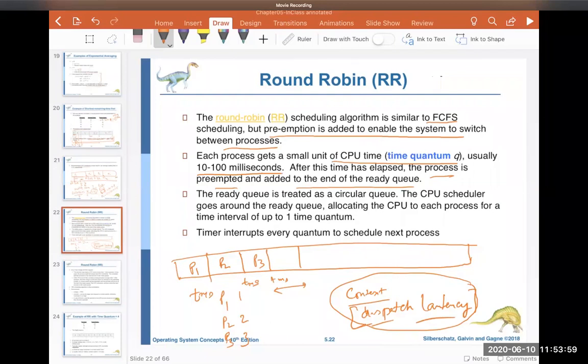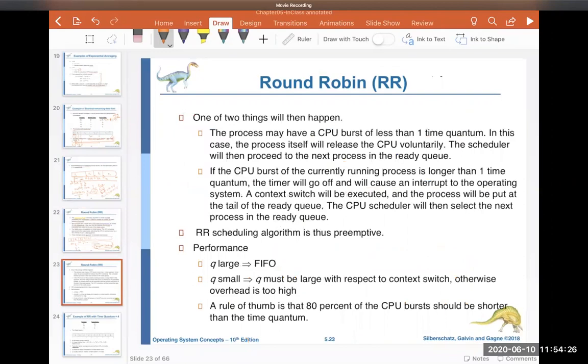The ready queue is treated as a circular queue because we keep going on. So here it is P1, then P2, and so on. This is one time quantum, and each process is switched after one time quantum, and a timer interrupts every quantum to schedule the next process. There are two things that could happen when we are performing context switching.